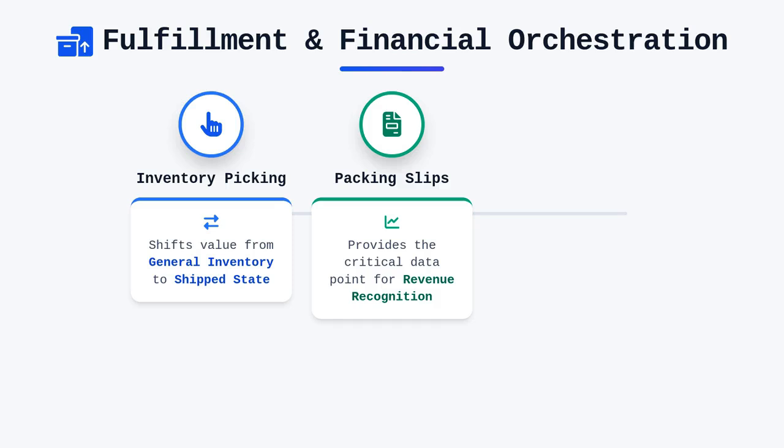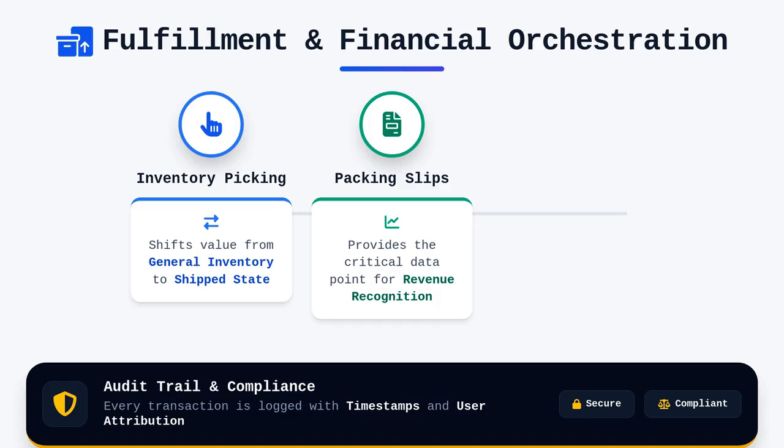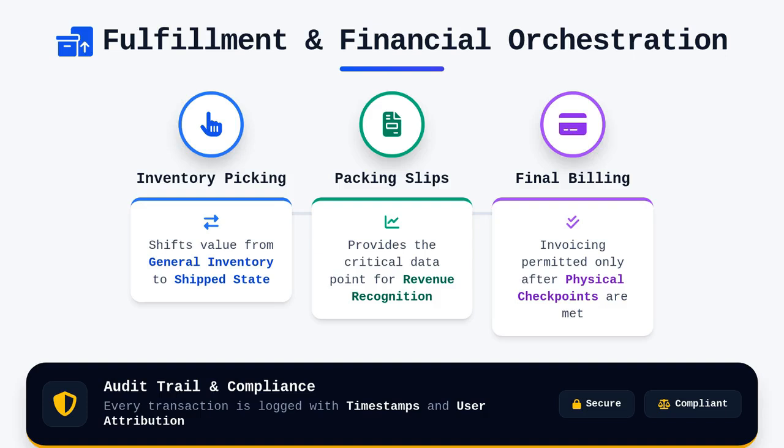Packing slips are then generated to evidence the delivery, and these documents provide the data point required for revenue recognition in professional accounting environments. Throughout this process, every transaction is logged with timestamps and user attribution, which forms the audit trail necessitated by standard compliance and financial reporting requirements. Billing is only permitted once these physical checkpoints have been acknowledged, ensuring that the invoice reflects the exact quantities that have successfully left the facility.